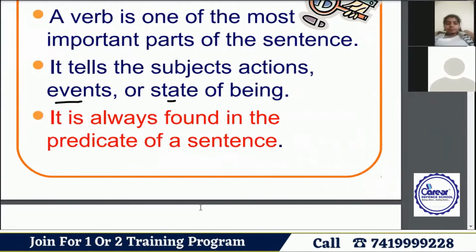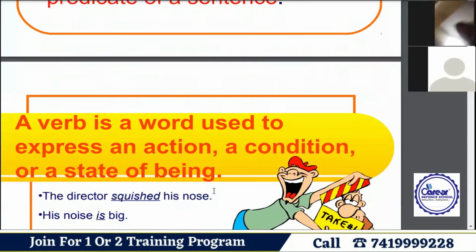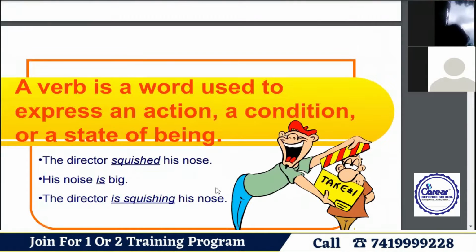Subject and predicate. Subject is the performer of an action, right? One who performs an action. Like I am teaching you. So who is teaching you? I. So I over here is the subject. I am teaching is the predicate. Predicate tells us about the subject. I am teaching. Then if you raise a question, I am teaching what? Who is teaching? I. So the predicate tells us about the subject. A verb is a word used to express an action, condition, or state of being.